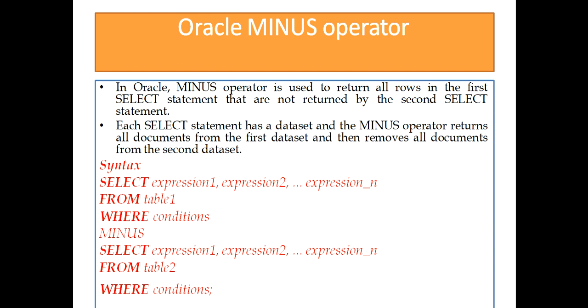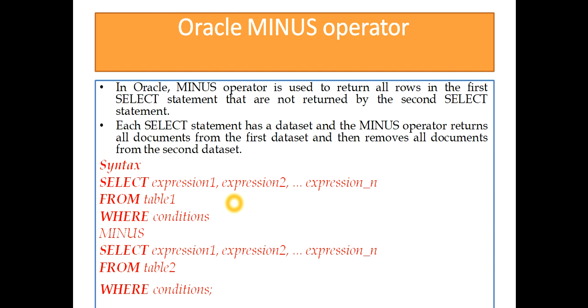In Oracle, the minus operator is used to return all rows in the first select statement that are not returned by the second select statement. To remember: return all rows in the first select statement that are not returned by the second select statement. Each select statement has a data set, and the minus operator returns all documents from the first data set and then removes all documents from the second data set. I hope this is clear to you.